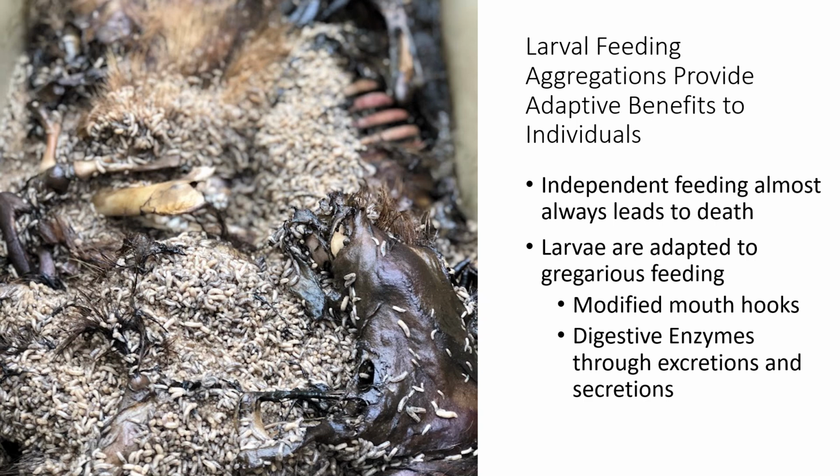So maggots have these modified mouth hooks that allow them to scrape, and they secrete digestive enzymes, but that in itself is not enough to break down tough tissue like organ tissue. And so it's necessary that you have more than one individual to help kind of overturn those tissues. So we know for a fact that even though we don't know why maggot masses are forming, we know that they're helpful.